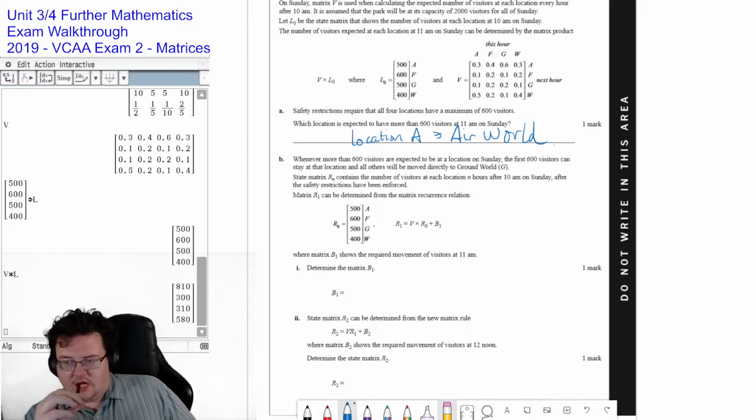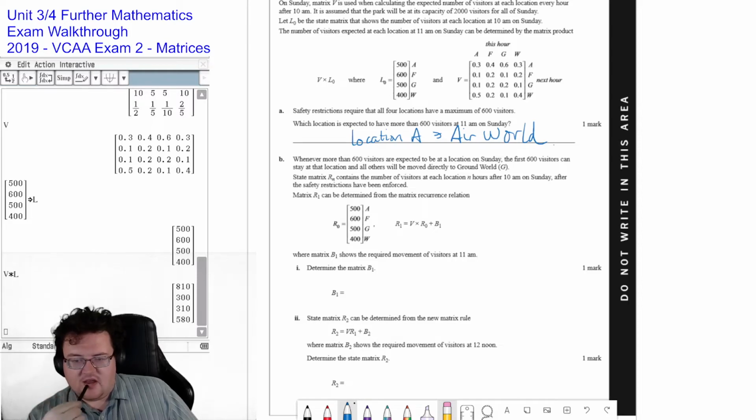Whenever more than 600 visitors are expected to be at a location, the first 600 get to stay, but everyone else has to move along. State matrix Rn contains the number of visitors at each location after 10 a.m. on a Sunday when the safety restrictions have been enforced. The matrix R1 can be determined from the relationship that we've got there, when matrix B1 shows the required movement of visitors at 11 a.m.